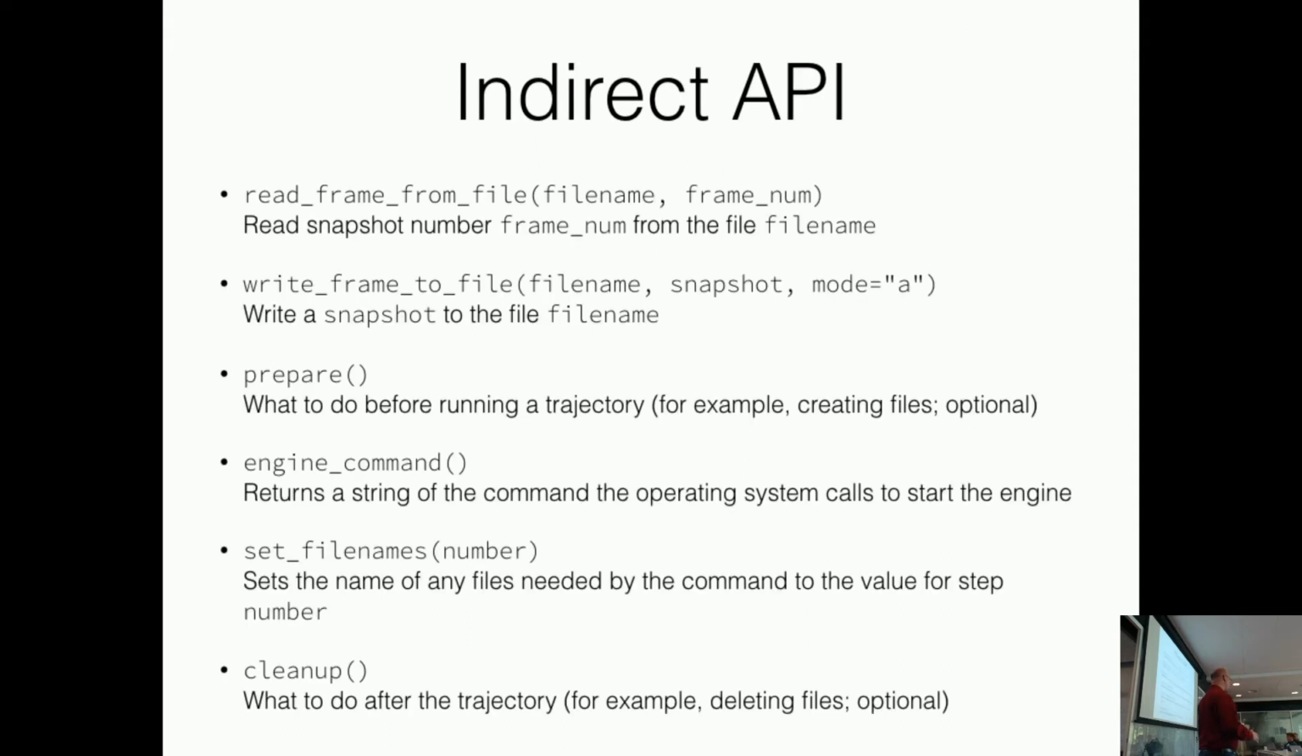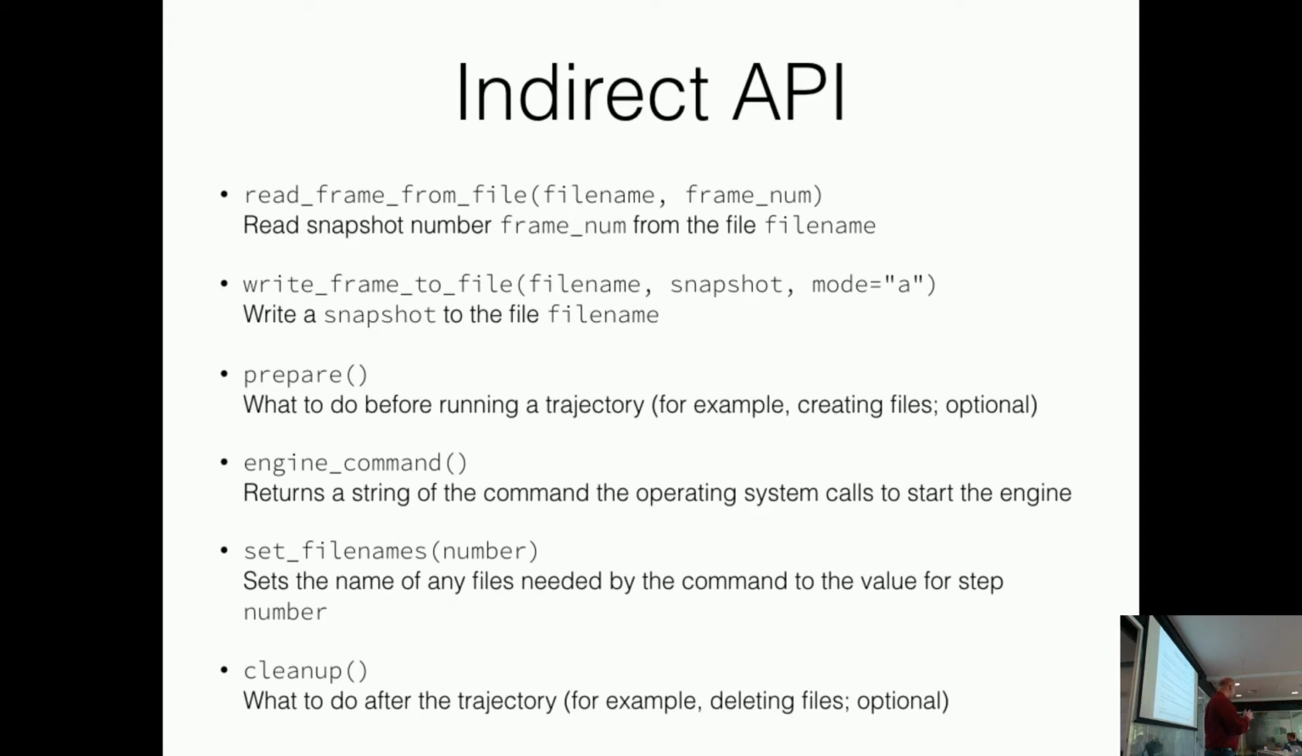The Indirect API, going through the file system, is a little bit more complicated, but not really too bad. First off, you need to be able to read and write files in the format that the engine uses, because we're using the file system. Then sometimes you need to do something before you start running the trajectory. That's the prepare step. For example, with Gromacs, for those of you who know Gromacs, you'll have written out the file as a frame, maybe as a .gro, I think is what we do. Then you have to grompp that to make the file that's actually runnable. And so that's what the prepare stage does.